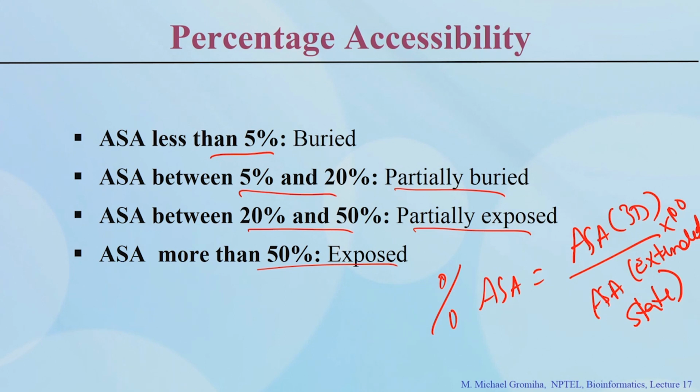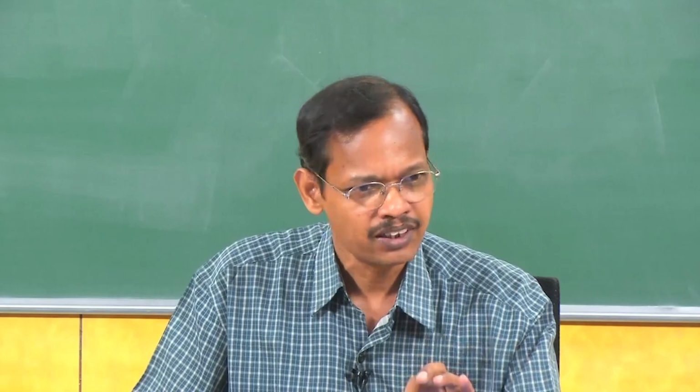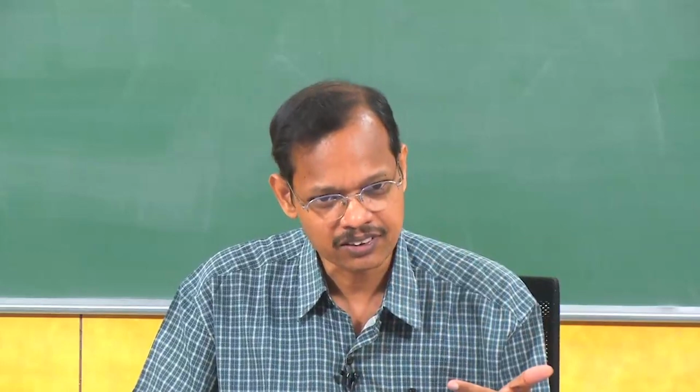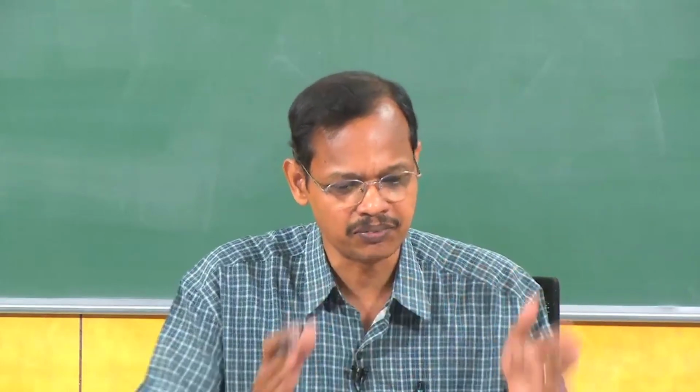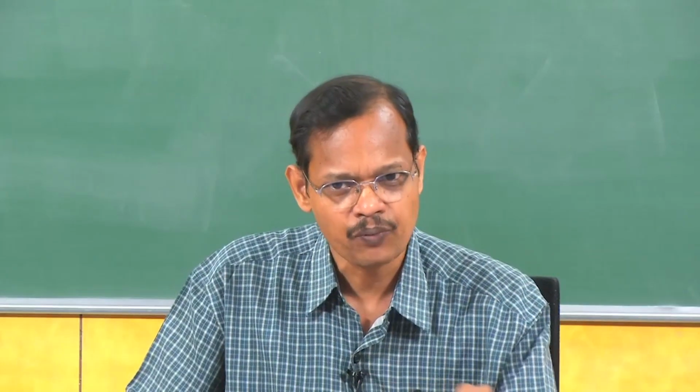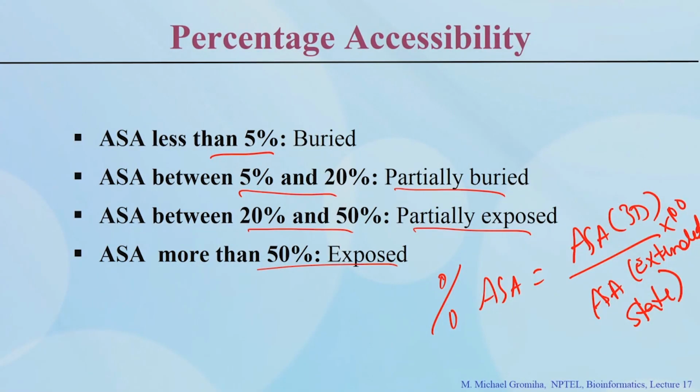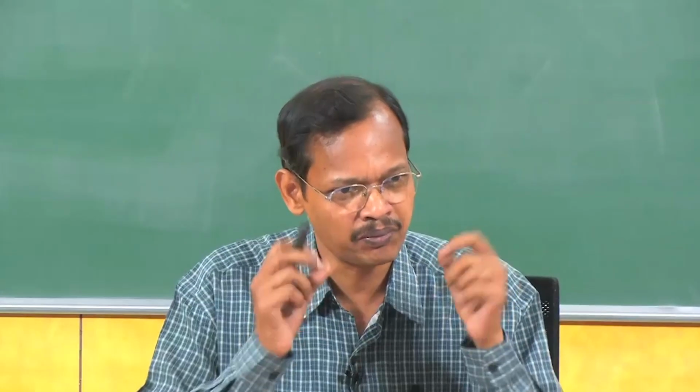Here also you can change your cutoff based on the type of application you use. Generally, if it is less than 5%, we call it buried. In some cases they use 2%, right, that is changeable. So, 5 to 20 is partially buried and 20 to 50 is partially exposed and above 50% is exposed. So, this is how we can get the accessible surface area, convert it into percentage, and use it for analysis depending upon the location of each residue.